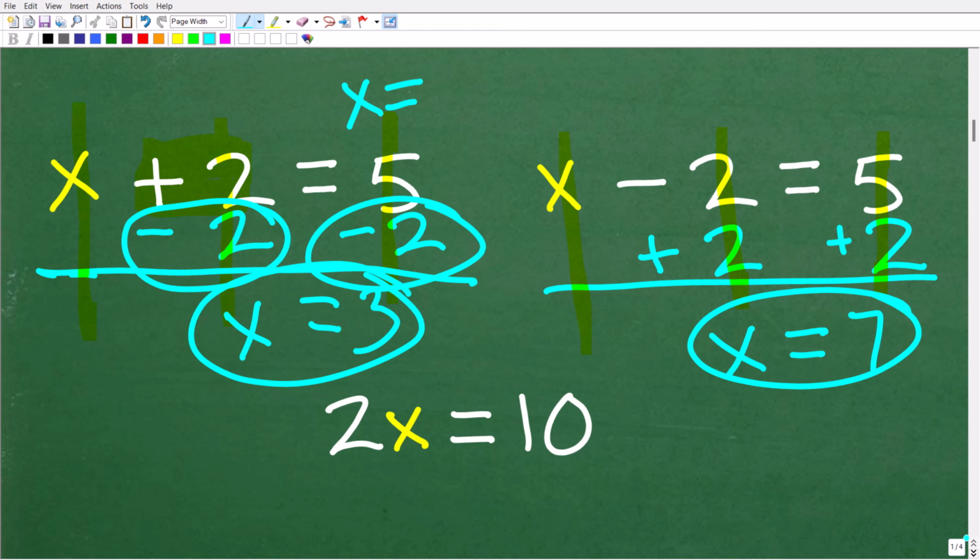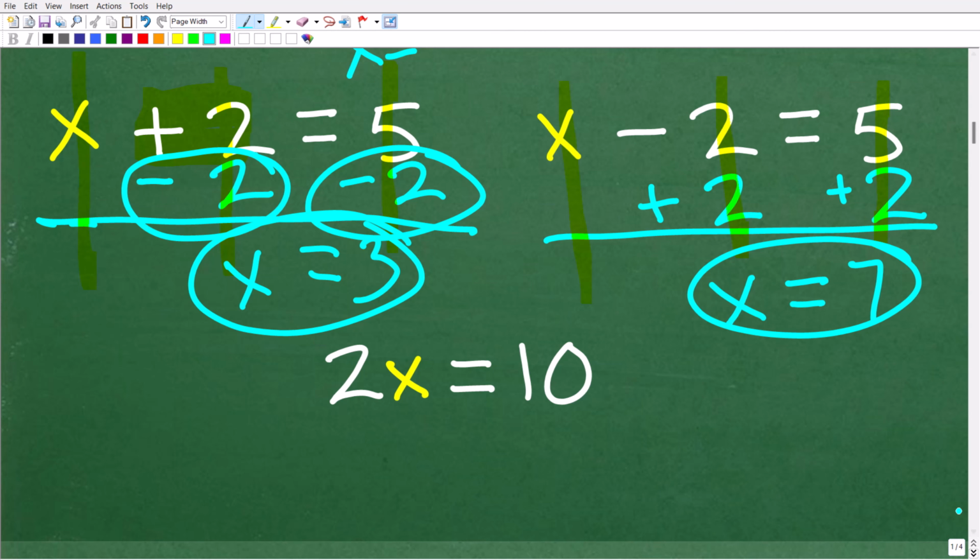All right, so let's go ahead and take a look at this last example. And we have 2x is equal to 10. So what does 2x mean algebraically? Well, this really means 2 times x. So this is multiplication right here, right? So we're talking about multiplication.